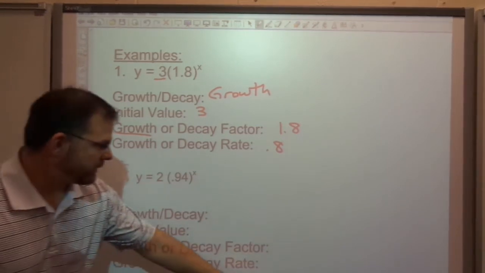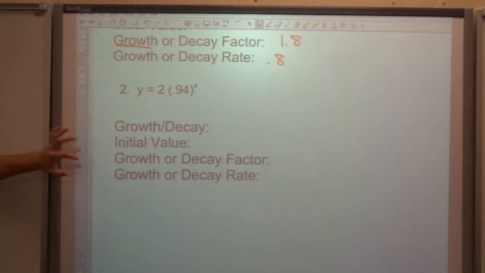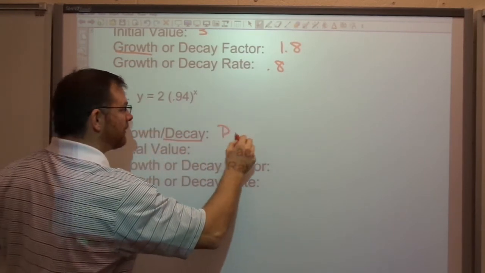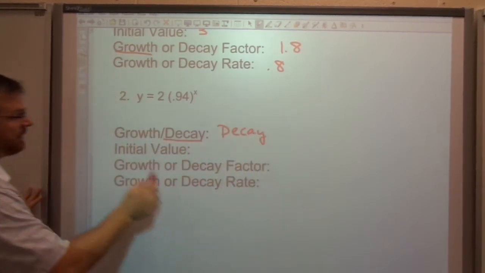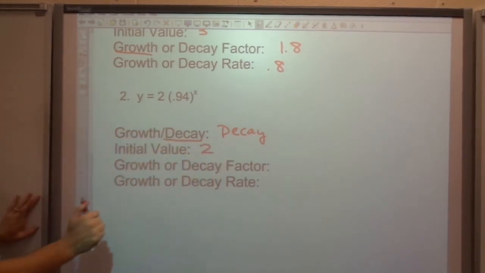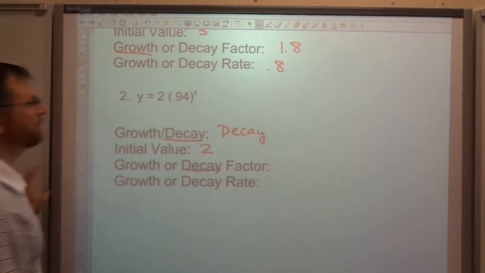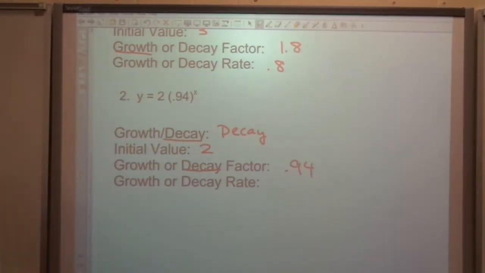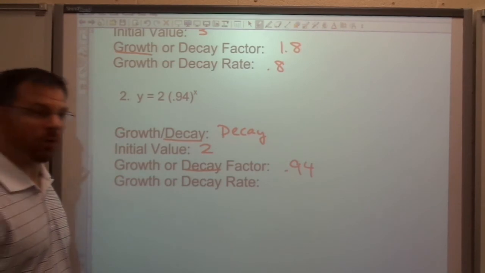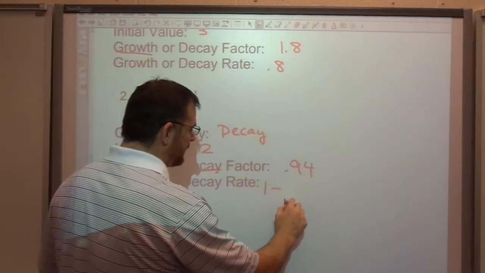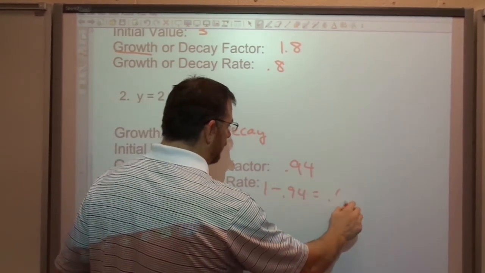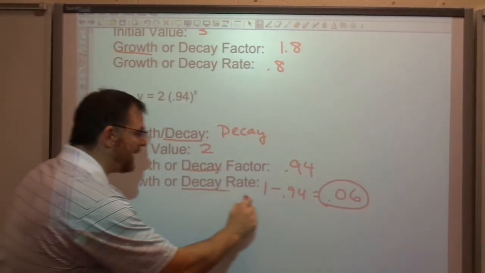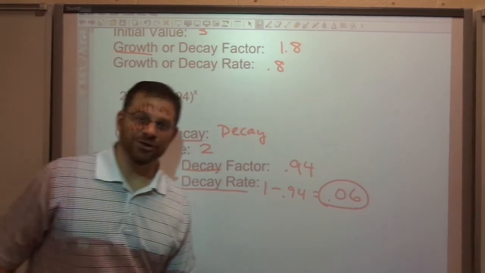Okay? In this one, this is a less than 1 problem here. So this is a decay. The initial value is 2. It's a decay factor, and that is this 0.94. And the rate at which it's decreasing, how much less than 1 is this? 1 minus 0.94 is 0.06. So that is my decay rate. Intro to exponentials.